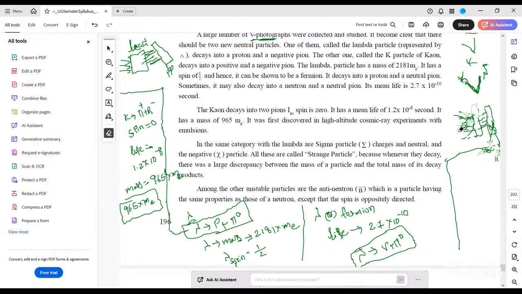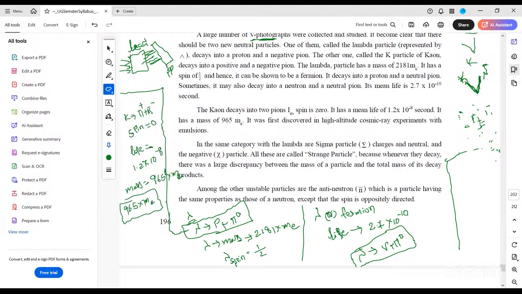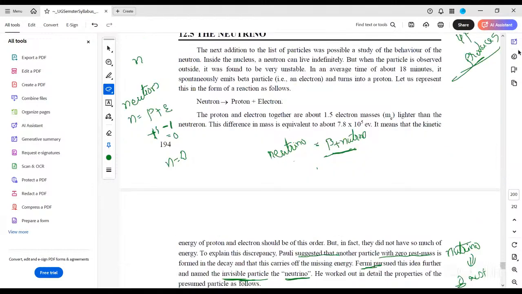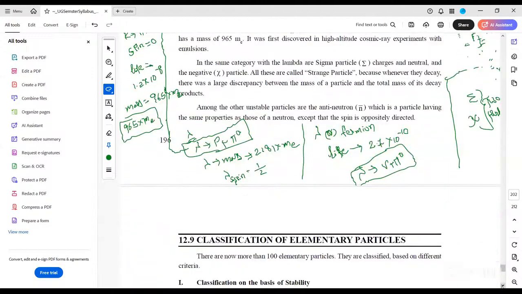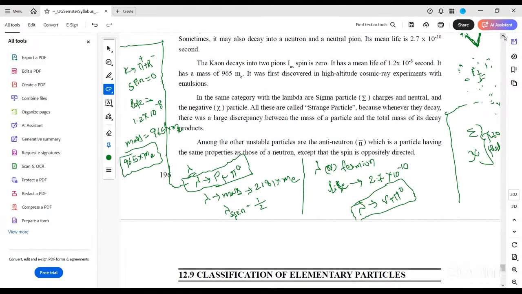The V shape appeared on the photographic plate. After clearly studying that V shape, we observe that two particles are formed, one is K and another one is lambda. Not only these, a few more were also observed. The few more particles that we observed are sigma and chi. Two more particles are observed.